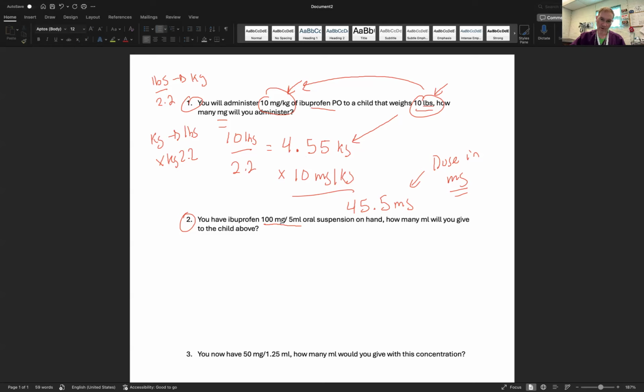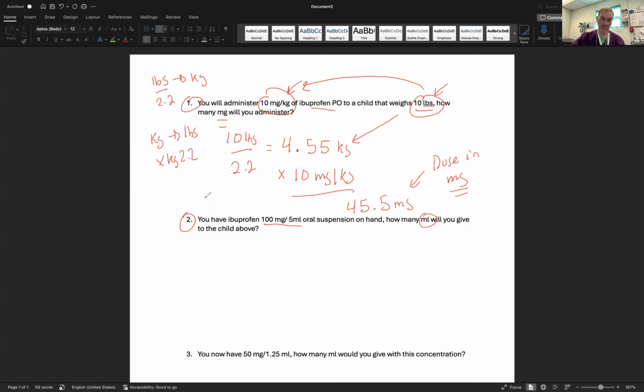So I have 100 per 5 oral suspension on hand. How many milliliters? Because there are 100 milligrams in every 5 milliliters. At the end of the day, I need to pull a certain volume of this out in milliliters, and every 5 milliliters of this contains 100 milligrams of the medication. I need to figure out how many milliliters to give. So this is a basic dosage calculation.